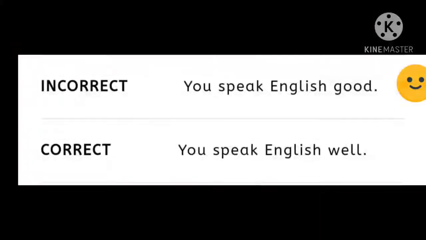"You speak English good." "You speak English well." So good is an adjective, well is an adverb. If you want to use good, you can still make this sentence correct: "You speak good English." Or else you can say "You speak English well." But you should not say "You speak English good."